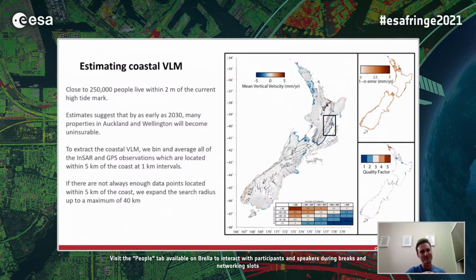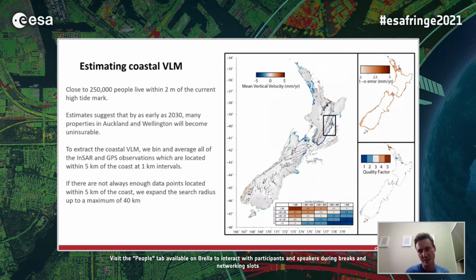We've managed to extract this full nationwide vertical estimate. Going forward, what's very useful for New Zealand and obviously elsewhere is trying to link the coastal vertical land movement into sea level rise projections, which isn't commonly done. In New Zealand, there are probably around 250,000 people who live within 2 meters of the current high tide mark. And it's been suggested by insurance companies that in the two major urban cities, Wellington and Auckland, many properties will probably become uninsurable by 2030.